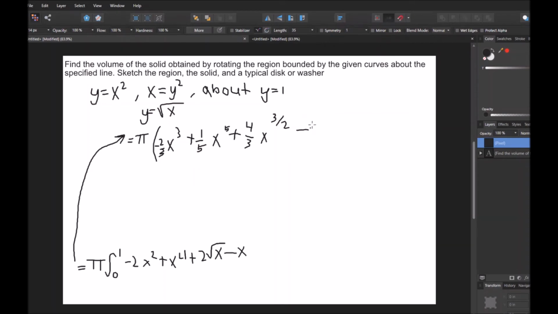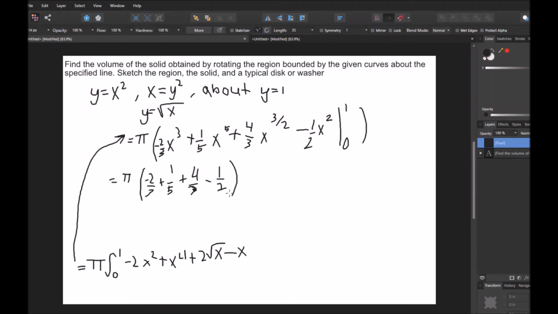And then this would be minus 1/2 x squared. And this would be from 0 to 1. And then when we go to do this integral, I'm going to skip the 0 step because it would just be 0, the whole term would be 0. So what we have is pi times negative 2/3 plus 1/5 plus 4/3 minus 1/2.